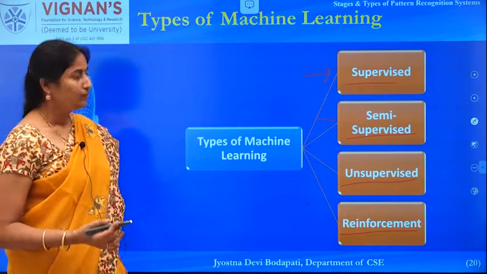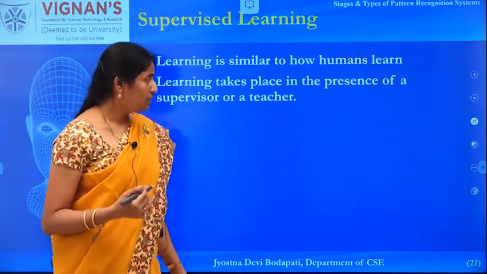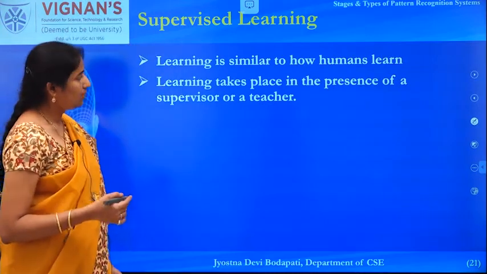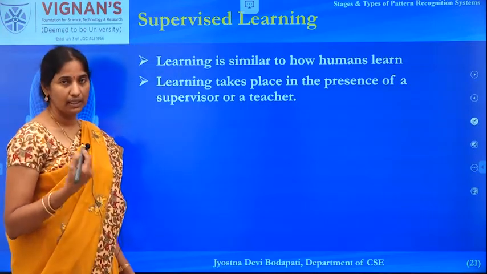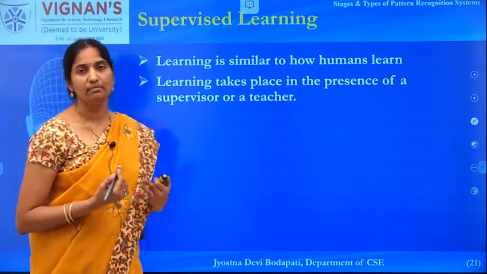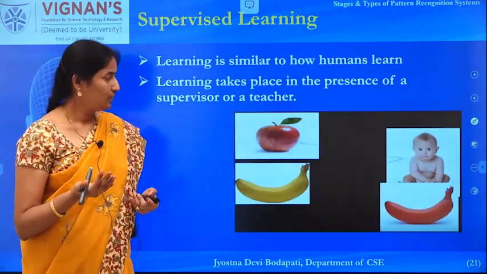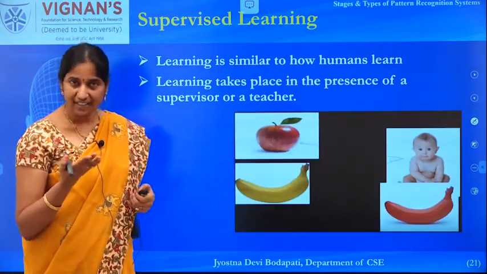We will see in detail what supervised learning is, what unsupervised learning is, and where each can be used. We will see that shortly. Let's start with the first, very basic learning, that is supervised learning. Supervised learning works similar to how we humans learn. So how do we humans learn? We basically learn based on our experiences, right?